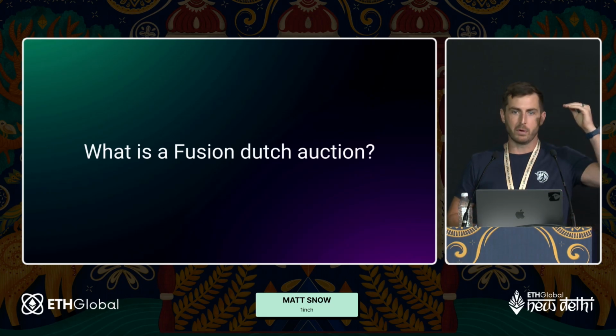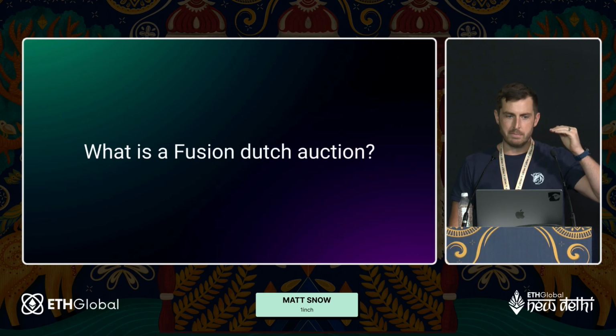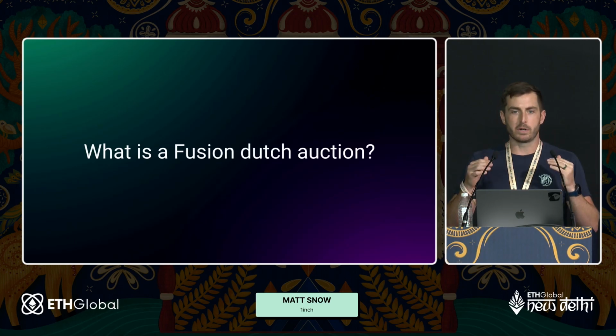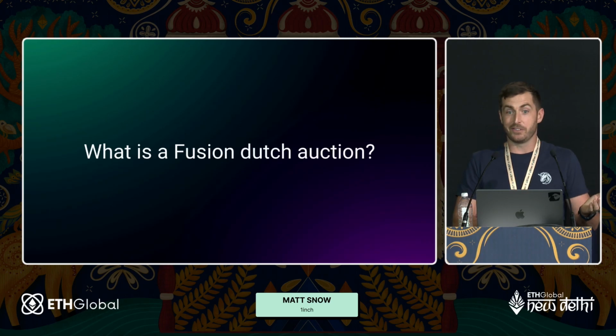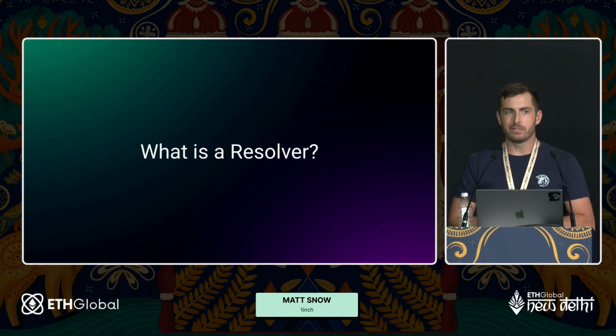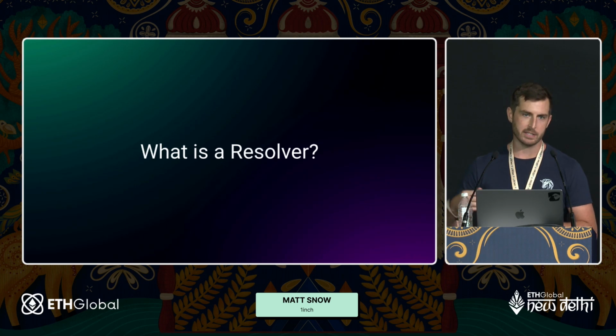So the price starts at a high point and goes down over time until it becomes profitable enough for a resolver to fill. So now you're probably wondering, okay, what is a resolver? A resolver is a counterparty that can participate in this system and fill orders that are placed by the user. They could be a private market maker, an individual, a company, or an exchange. Basically, any entity that wants to participate in this system that has the technical knowledge and the funds.